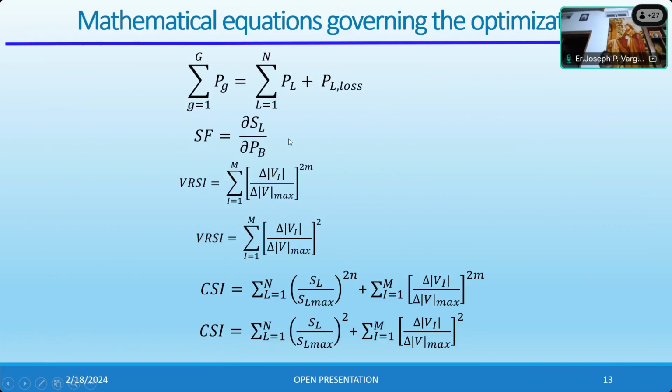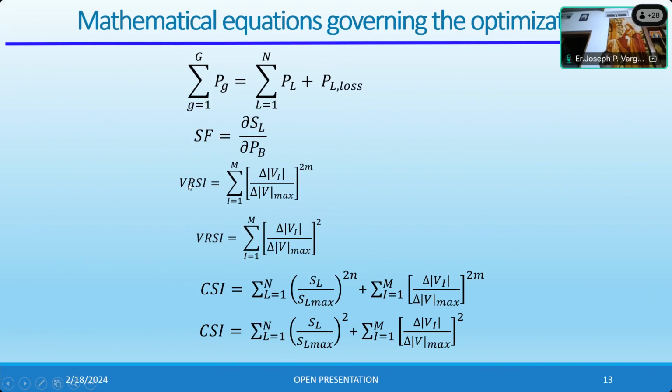Another important system index in this research work is the sensitivity factor. The sensitivity factor is defined as the change in flow of MVA in the transmission line with respect to the change in active power penetration, that is, ∂SL/∂PV. This is one of the most important indices of this research work, because this sensitivity factor determines the feasible basis for the penetration of DGs.